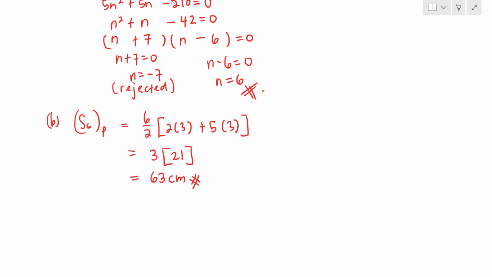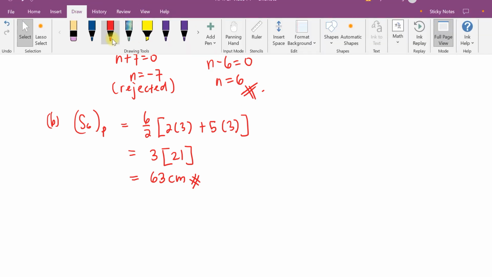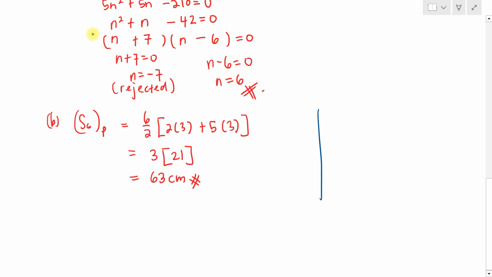Okay, just for our satisfaction, I do it for the Q as well, and then let us sum up and see whether we can get 105 or not. This I just show to you, S6Q, 6 over 2, 2A plus 5D.